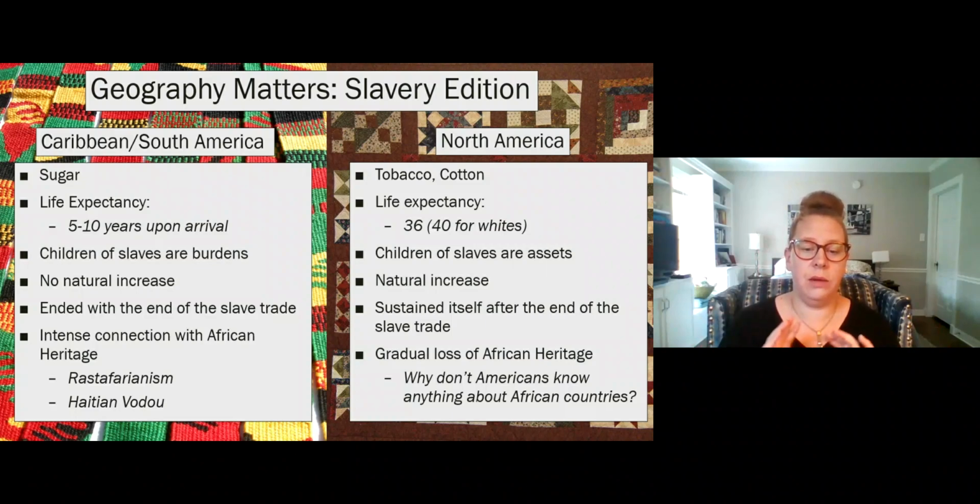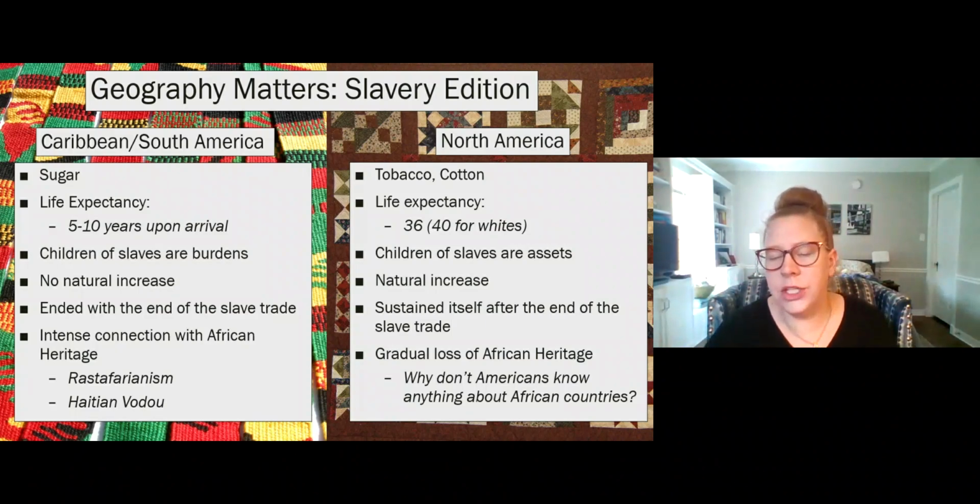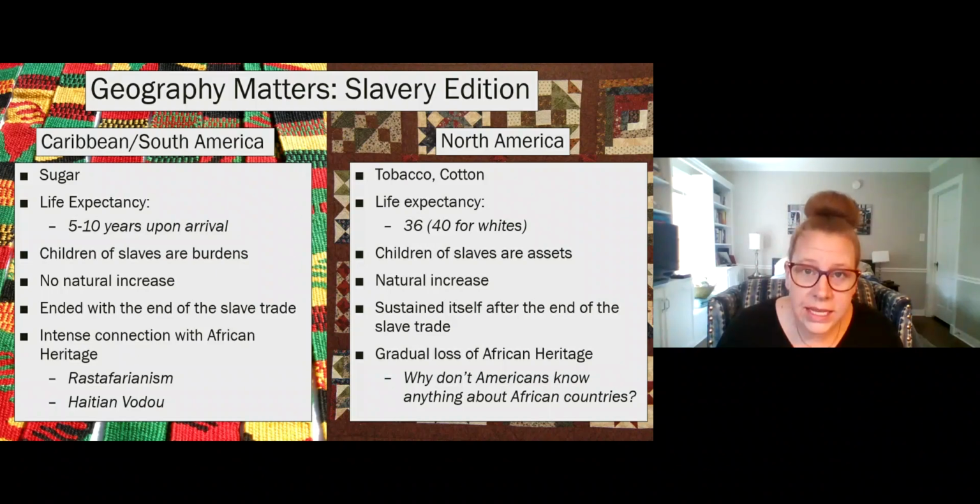And so you created more of a Pan-African sort of identity, which was then eroded over time into something much closer to the North American European, whereas you had a lot more cultural difference in the Caribbean. So my question is always, why don't Americans know anything about African countries? You can tell me the difference between an Irish person and a German person. You can tell me the difference between an Italian person and a French person. But you can't tell me the difference between a Ghanaian person and a Kenyan person, or a Botswanan person and a Tanzanian person. And why is that?